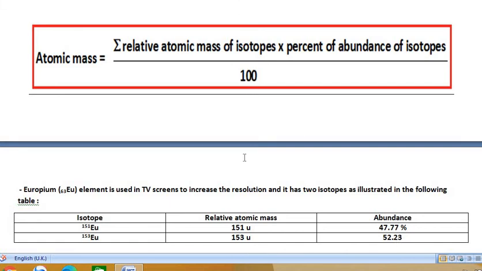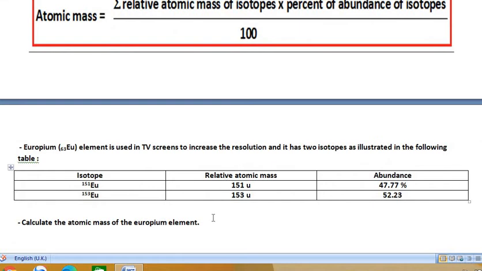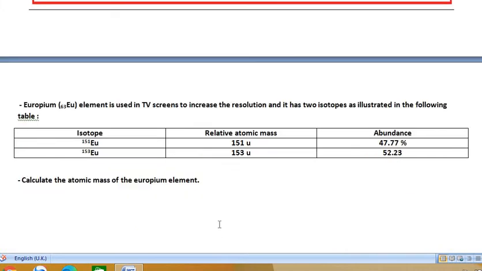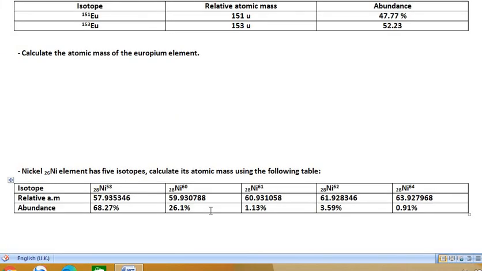Then use the calculator to find the answer. So it may be around 152. This is the answer of this question.